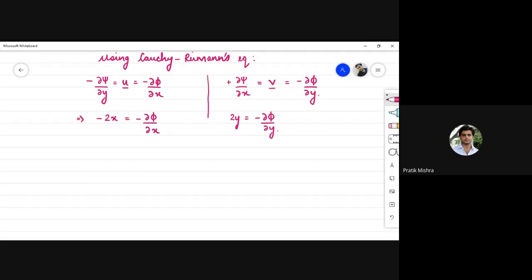इंटीग्रेट कर दीजिए दोनों को. ऑन इंटीग्रेटिंग, ध्यान रखिएगा पार्शियल डेरिवेटिव ऑपरेटर रखा है. ऑन इंटीग्रेटिंग, this comes out to be y is equals to x square plus function of y. और यहाँ पे ऑन इंटीग्रेटिंग your phi comes out to be minus y square plus a function of x.